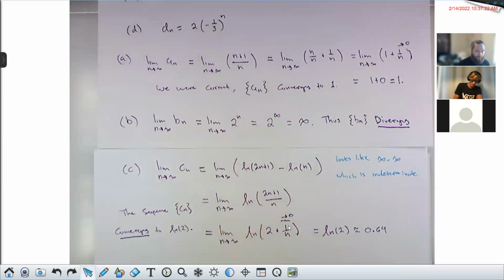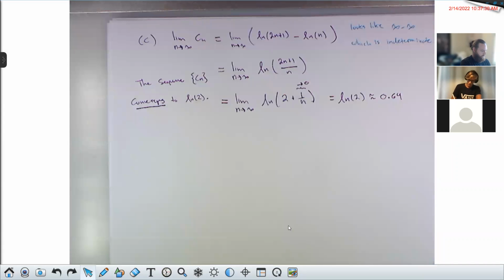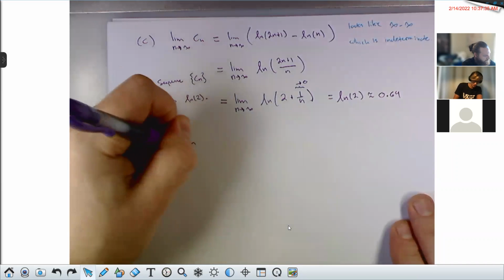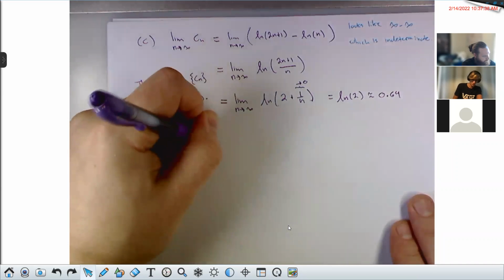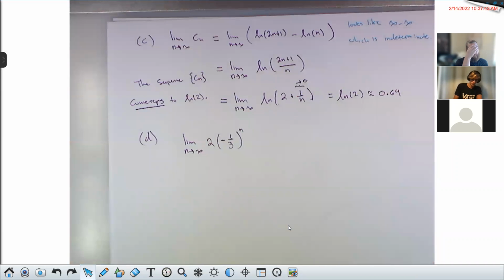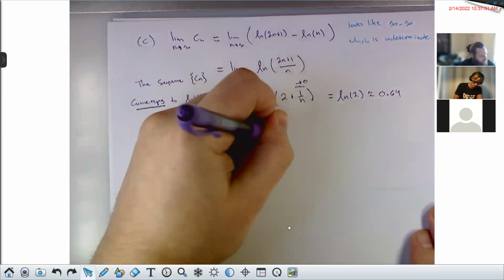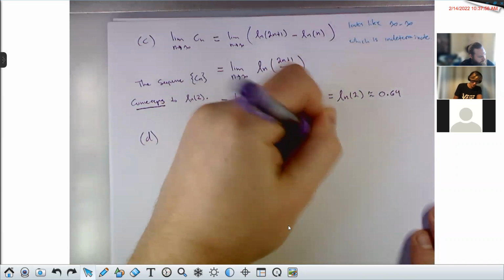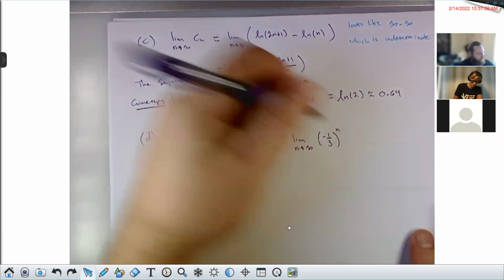Now this last one is a little bit tricky. And we don't have the formal tools to handle it yet. So I'm going to write down what we're trying to do here and let you think about it a little bit. This is 2 times negative 1/3 to the n. We're trying to take the limit of that. The 2 is a constant, just like with all other limits, constant multiples can pop out. And I have the limit as n goes to infinity of negative 1/3 to the n.